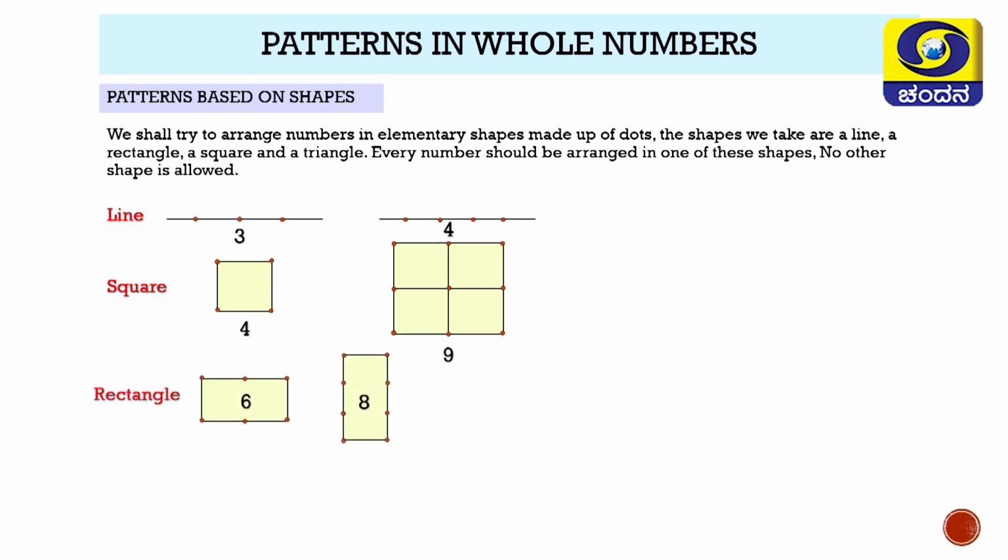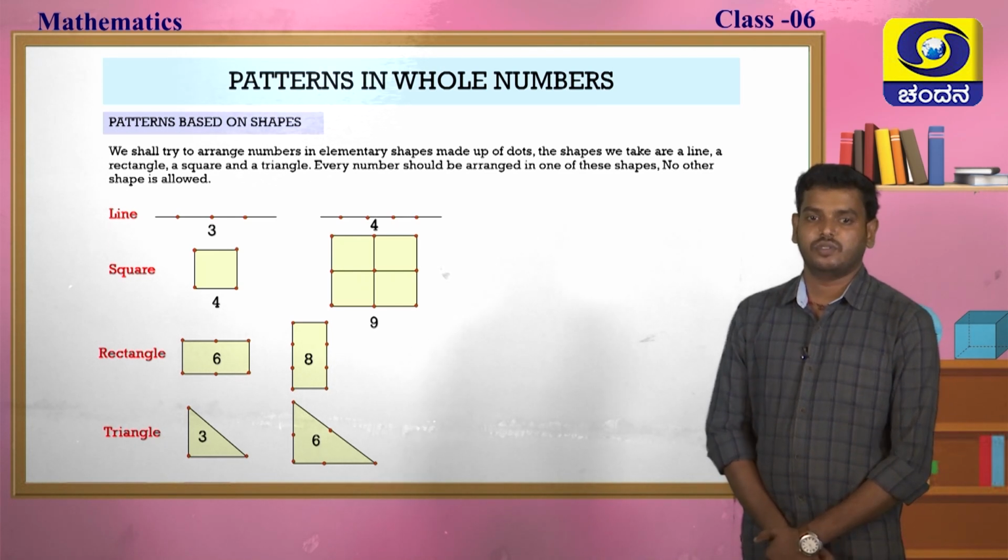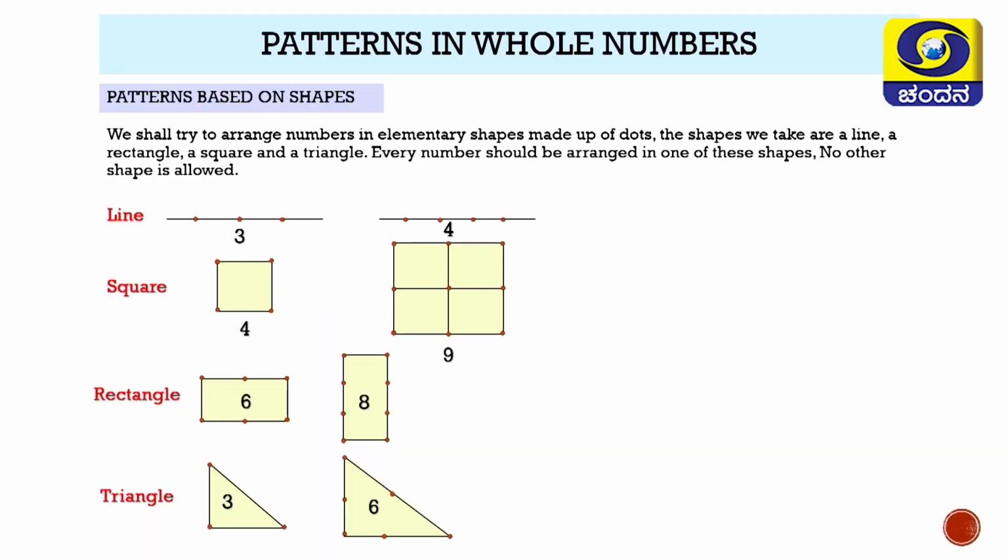By using 6 dots we can draw the rectangle in a horizontal way. By using 8 dots we can draw the rectangle in a vertical way. Got it, children? Next we will have the triangle. Of course, for a triangle, 3 vertices or 3 dots are needed. With the help of 3 dots we can draw a triangle in the second figure. By using 6 dots we are drawing a triangle.